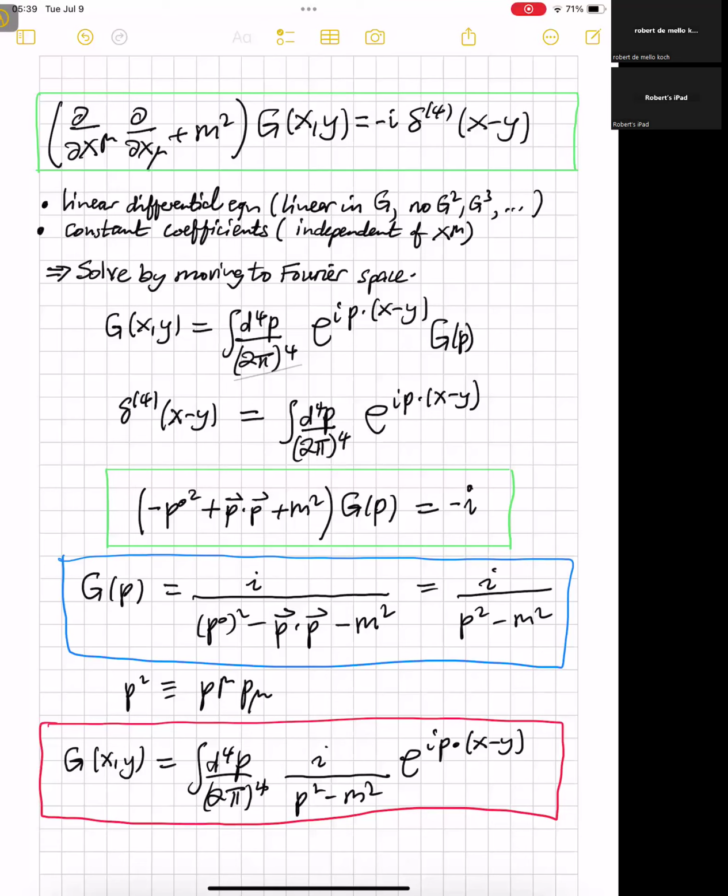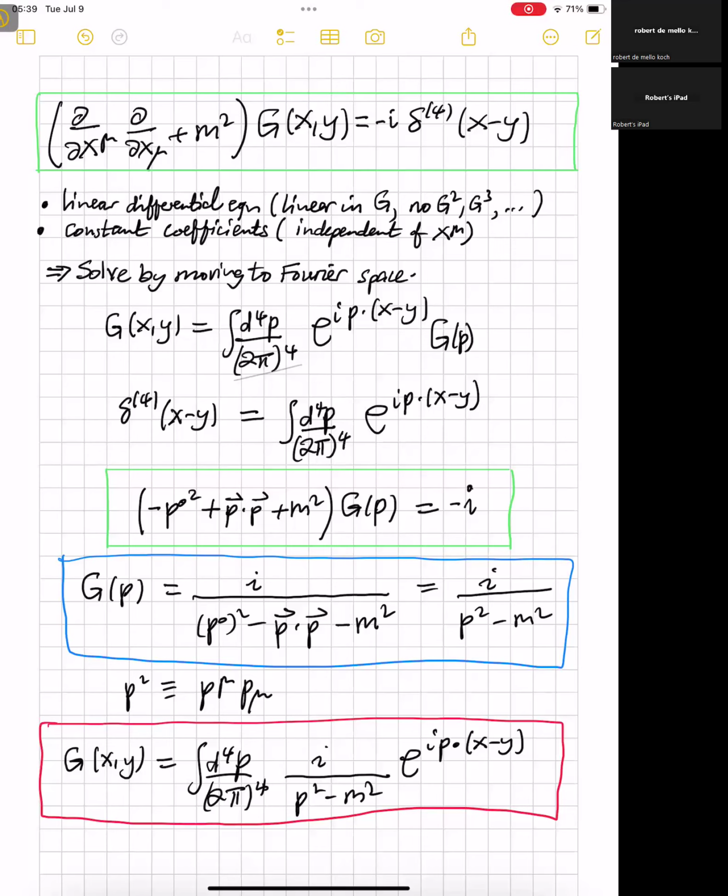So we move to Fourier space. Now, just a comment. If the coefficients of your equation are not constants, then there aren't really good general methods, and you just have to struggle in solving the equation. So problems with constant coefficients are particularly nice because we have a general method to solve them.